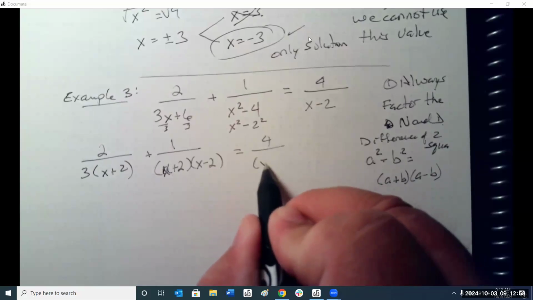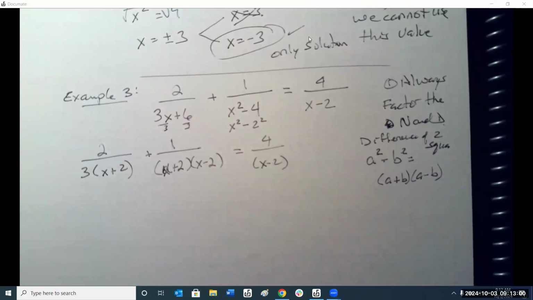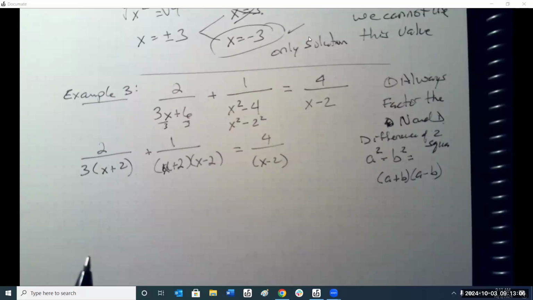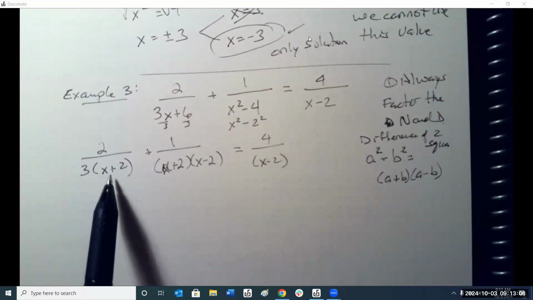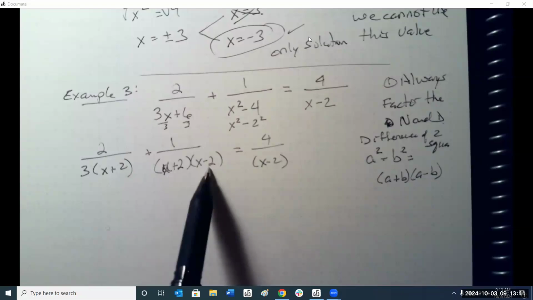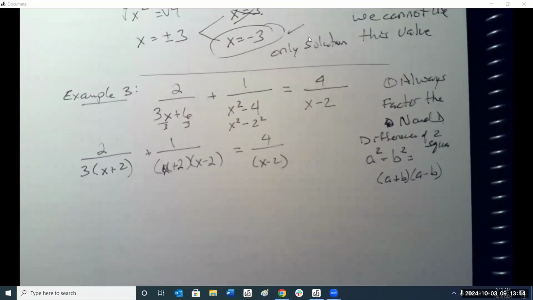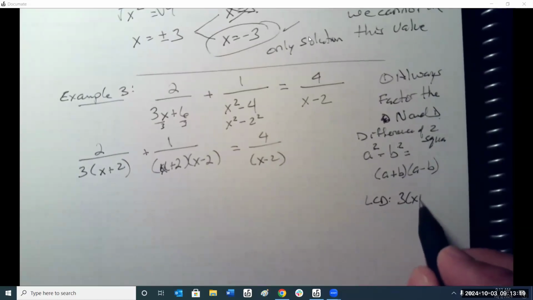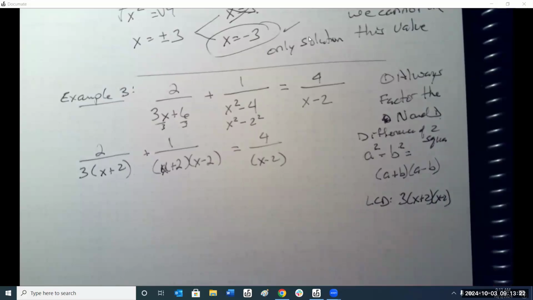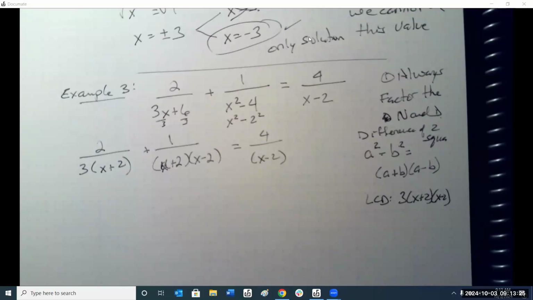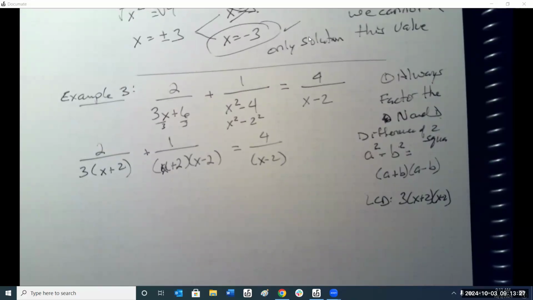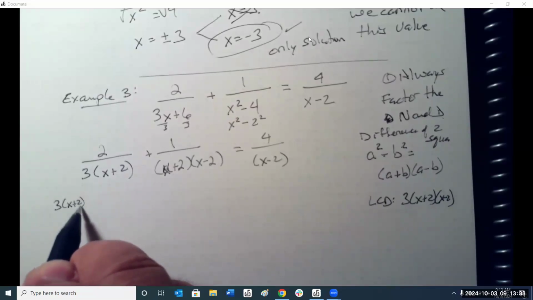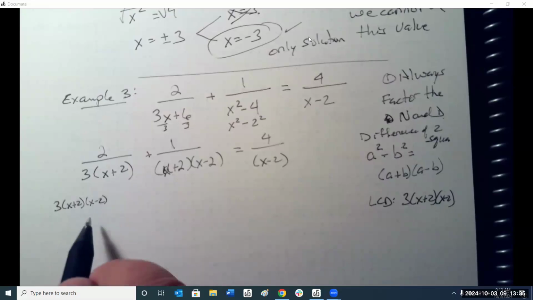equals 4 over x minus 2. Now we look at this thing and see that there's only 2 real different types of denominators here. Here's an equation, x plus 2, x minus 2, and 3. So the LCD is 3, x plus 2, x minus 2. So we multiply 3 times x plus 2, x minus 2 to each term.